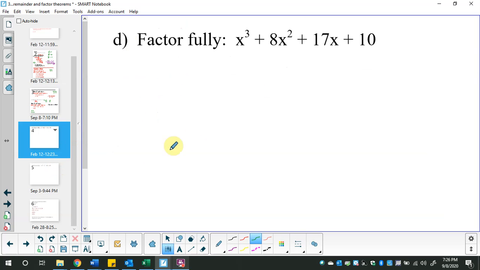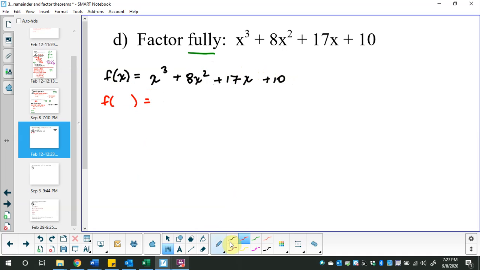This is the next question. Factor fully, meaning factor as much as you can. So I lied. I'm not going to pause yet. First line, indicate what your f at x is. Second line, find a number that goes in, knowing that the only possibilities are 1 and negative 1, 2 and negative 2, 5 and negative 5, and 10 and negative 10 because the constant is 10.